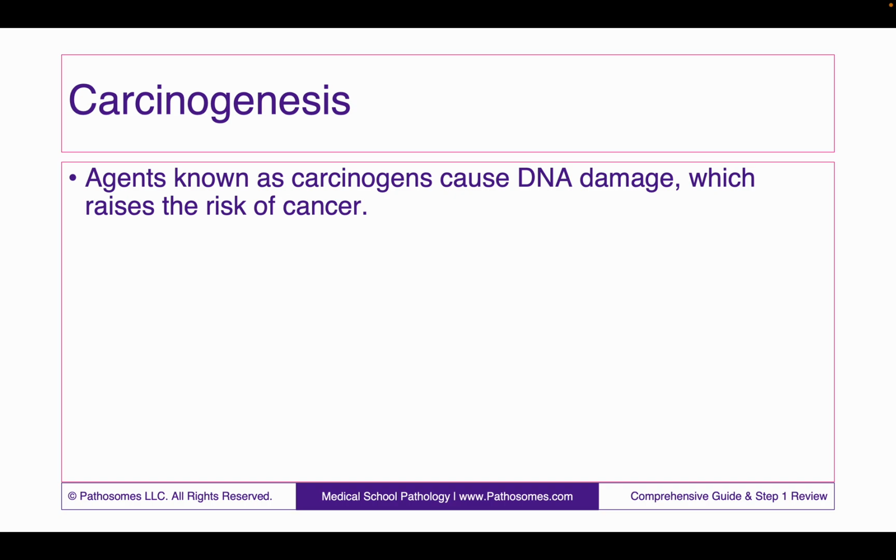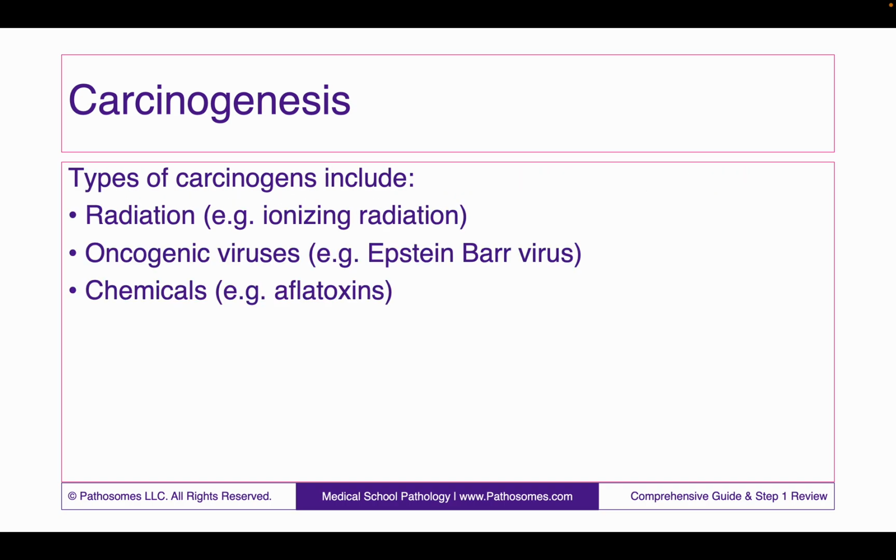Agents known as carcinogens cause DNA damage, which raises the risk of cancer. Some types of carcinogens include radiation, such as ionizing radiation, oncogenic viruses, such as Epstein-Barr virus, and chemicals, such as aflatoxins.